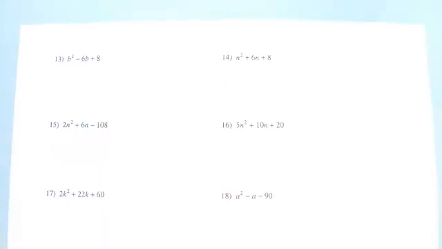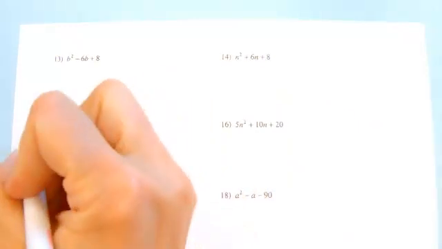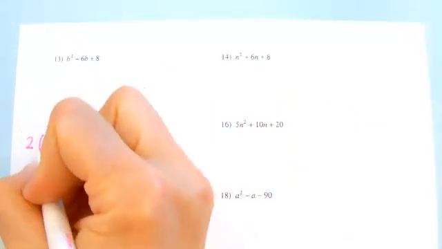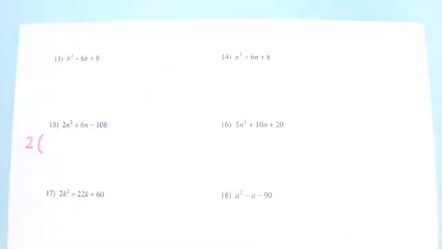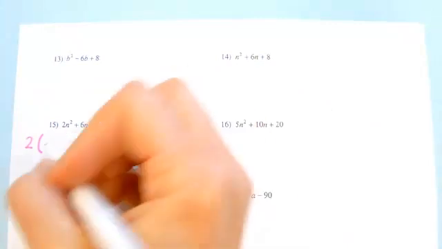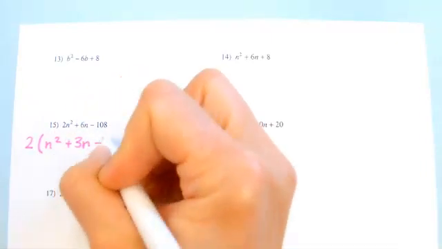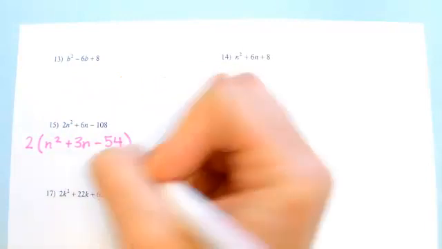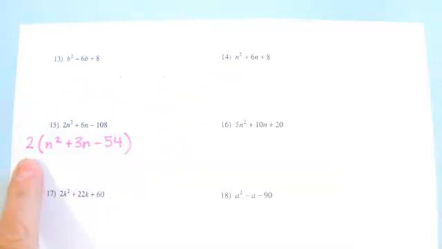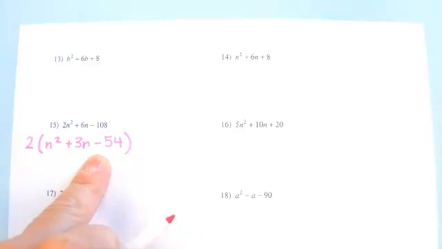What would it be? 2. Okay, so I'm going to take the 2 out first. By taking the 2 out, I mean I'm dividing everything by 2, right? Now I'm left with n squared plus 3n minus 54, right? Now I'm going to hold that 2 out, but I'm going to factor this like I just learned. I'm going to factor that inside trinomial into binomials, okay?